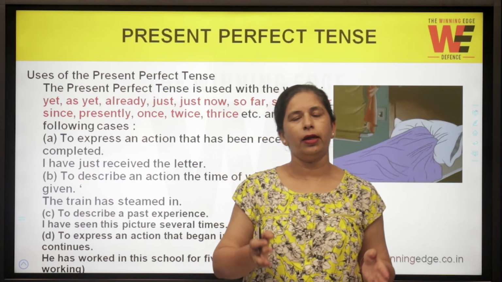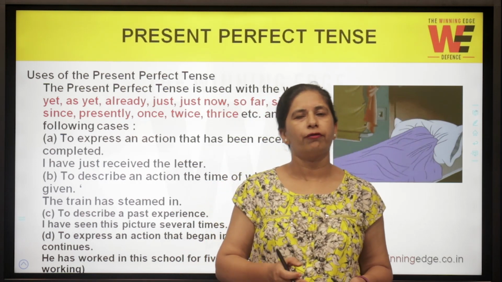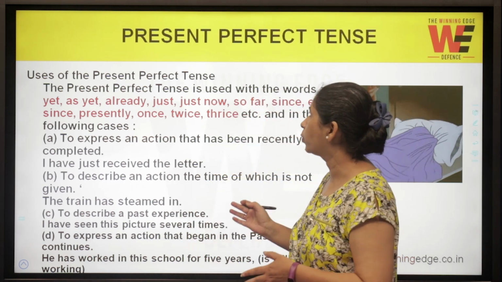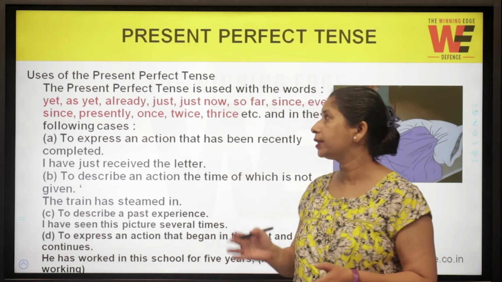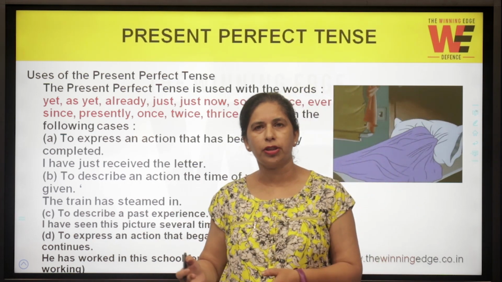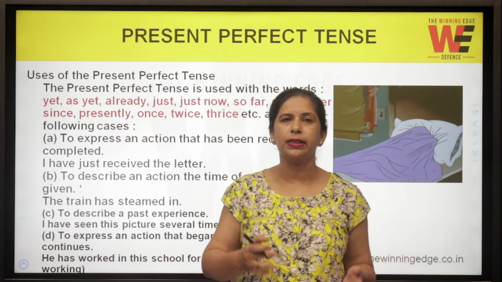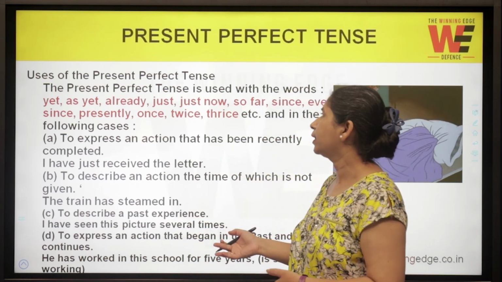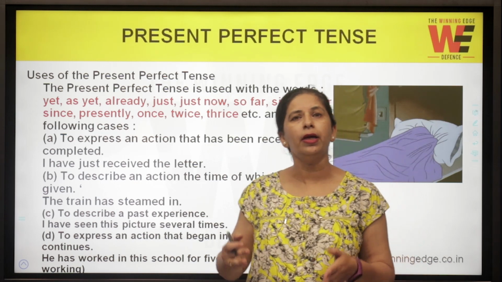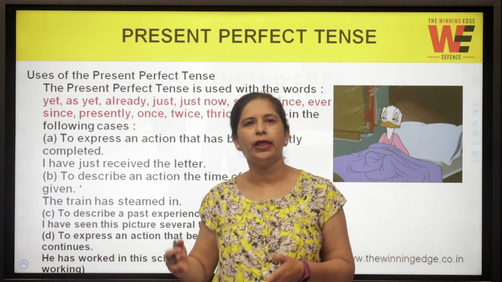Let us also see a few examples of the use of the present perfect tense. तो प्रेजेंट परफेक्ट टेंस हम कौन कौन से वर्ड्स के साथ यूज करते हैं, जैसे कि आपका yet हो गया, already, just, just now, so far, since, ever since, presently, once, twice, thrice, ऐसे सारे वर्ड्स के साथ हम present perfect tense ही usually यूज करते हैं.